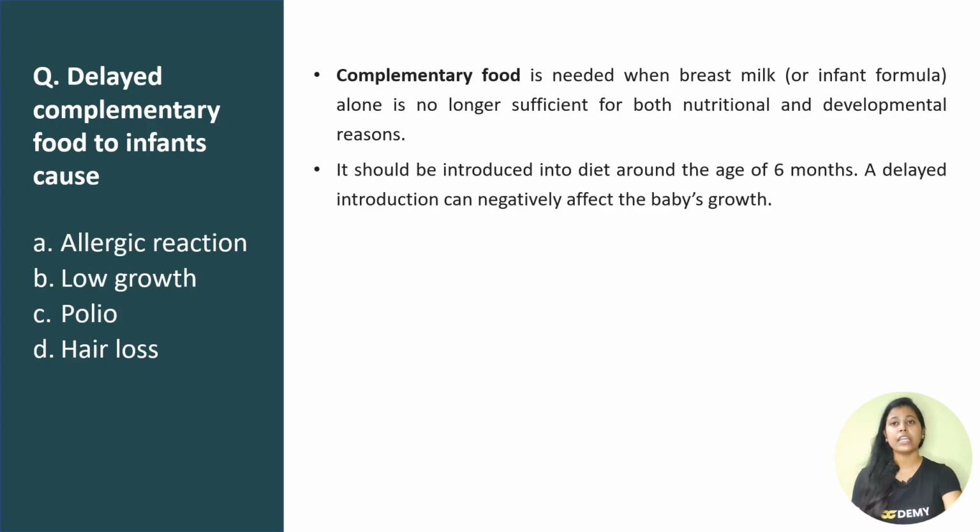Complementary food is needed when the baby is growing, when the breast milk or the infant formula which the baby has been receiving for the initial 6 months is no longer sufficient for meeting the growing nutritional and developmental requirements. So complementary food has to be introduced at around the age of 6 months, and if its introduction is delayed, it can definitely affect the baby's growth. So the correct option is low growth if complementary food is delayed.